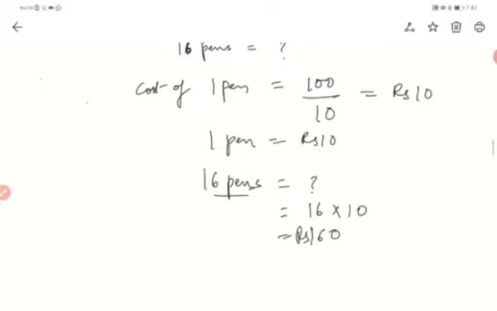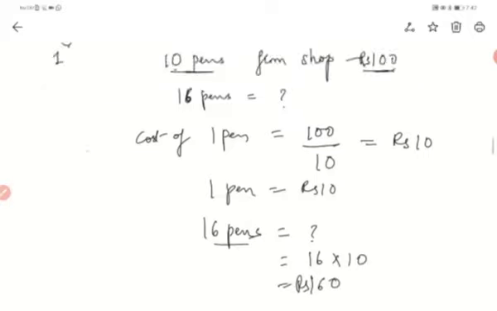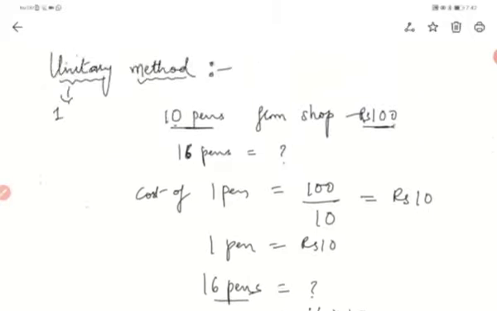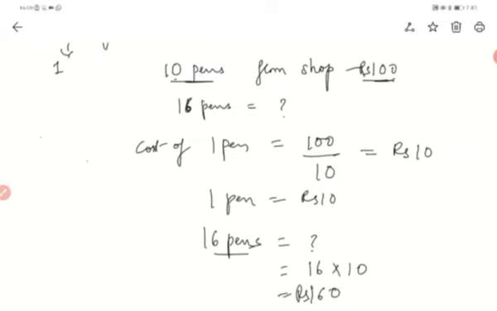Unitary method means you are going to find from many to one, and again from one to many. Every time, first you will find the cost of the unit object, and then you will go for finding the cost of many.